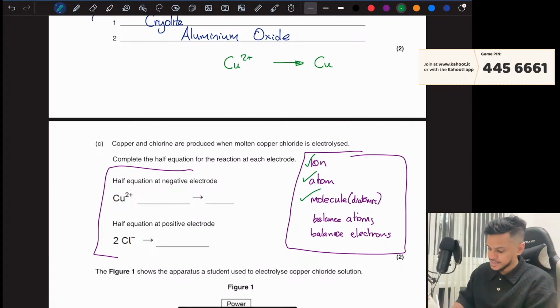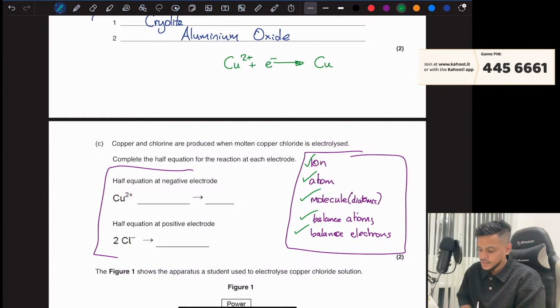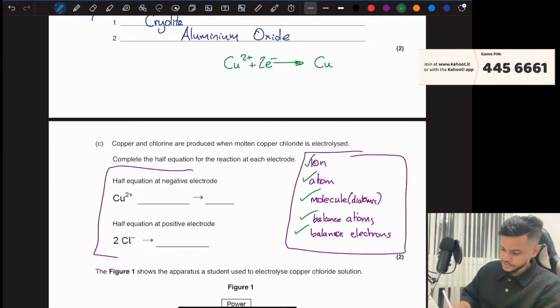Then we balance the atoms. Atoms are balanced. We've got 1 copper here and 1 copper here. These two are already balanced, so that's done. And then it's balance electrons. Which side do we want to add electrons to? If it's a positive ion you're dealing with, you always add electrons on the left. If it's negative, you add electrons on the right. But you need to balance this. And we get the answer for the top one: Cu2+ plus 2e- goes to form Cu.